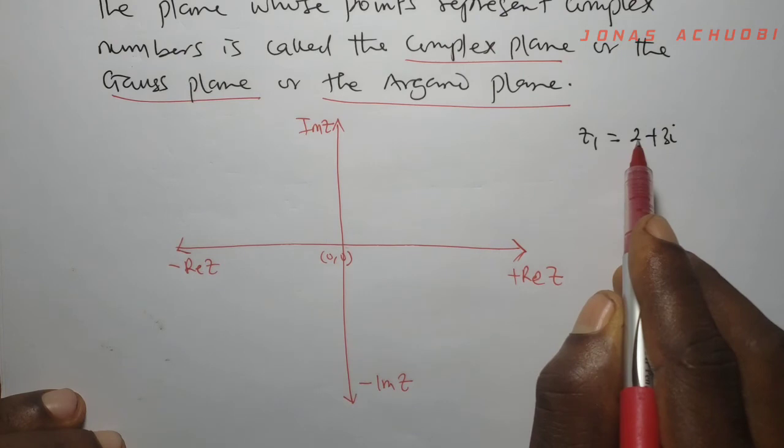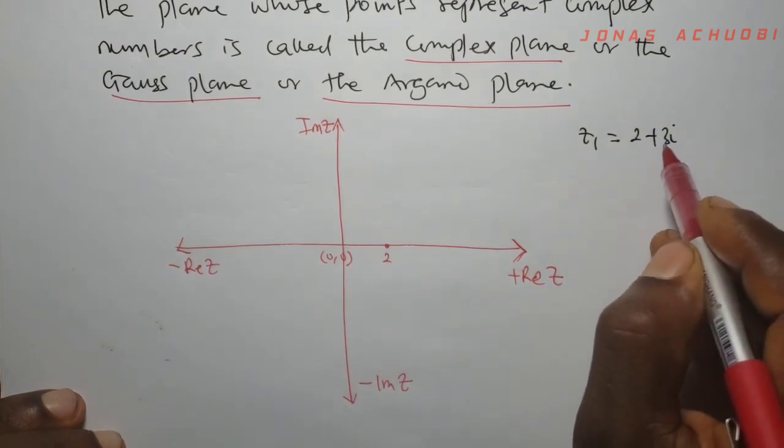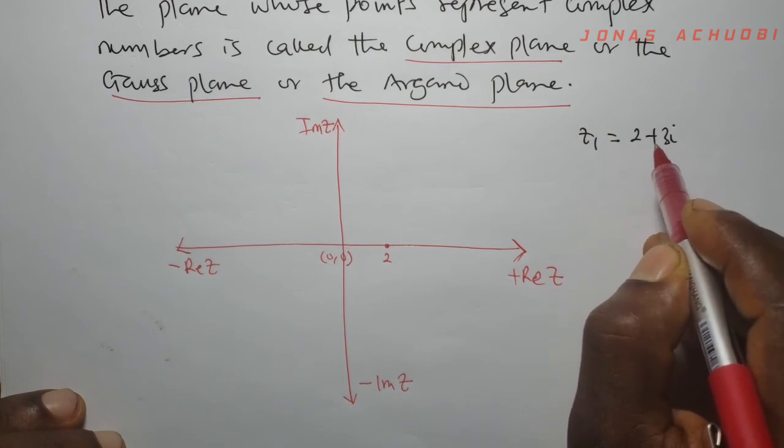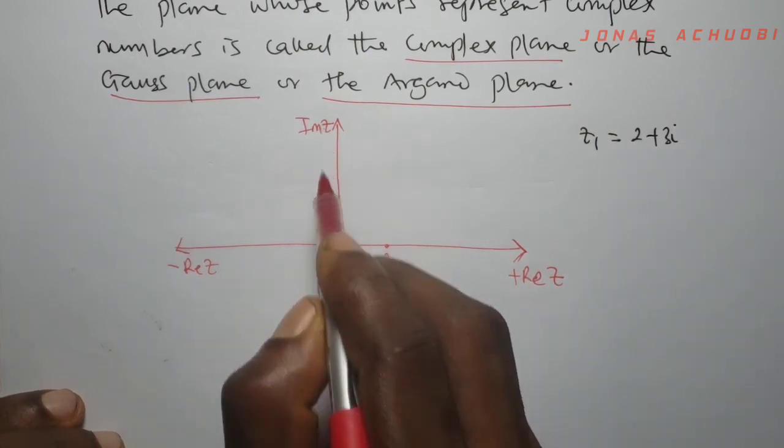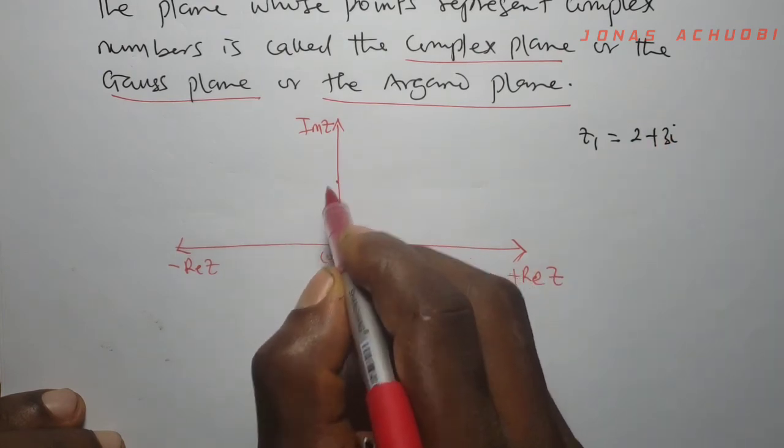So on that real axis we have 2. Let us just say 2 is somewhere here. And in the imaginary part we have plus 3. So the imaginary part is positive. We are going along this other way. So plus 3 is somewhere here.